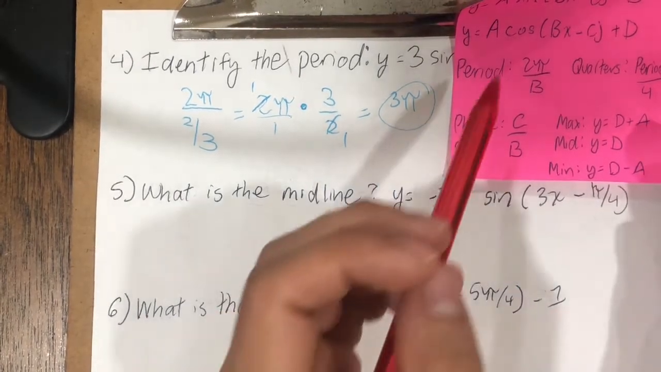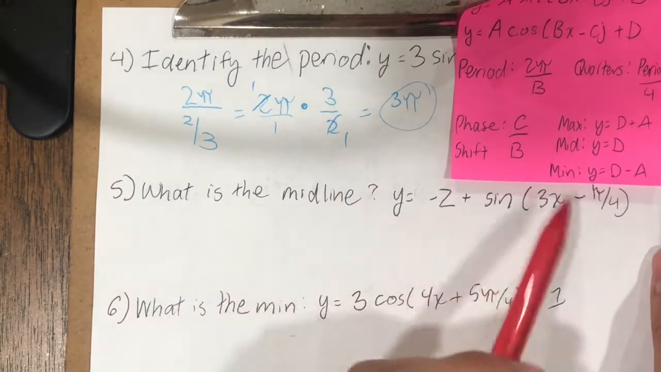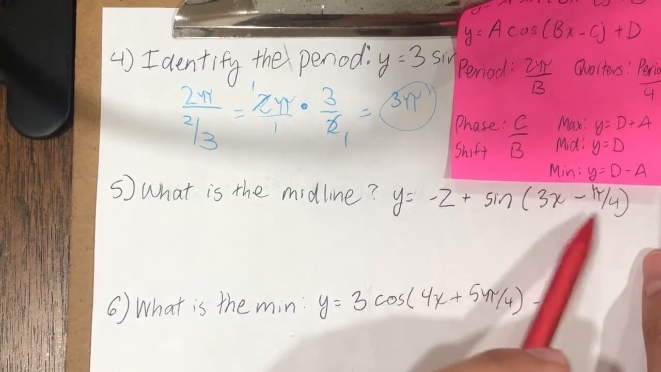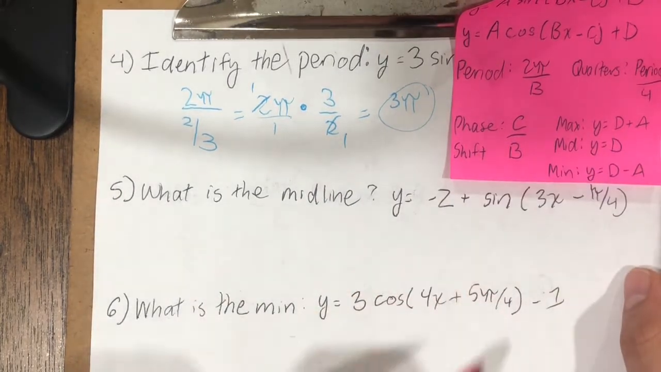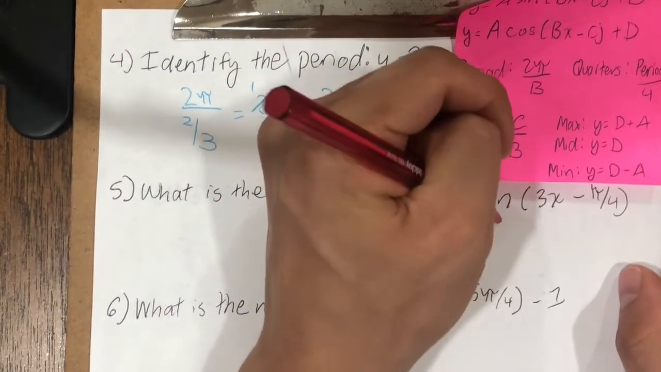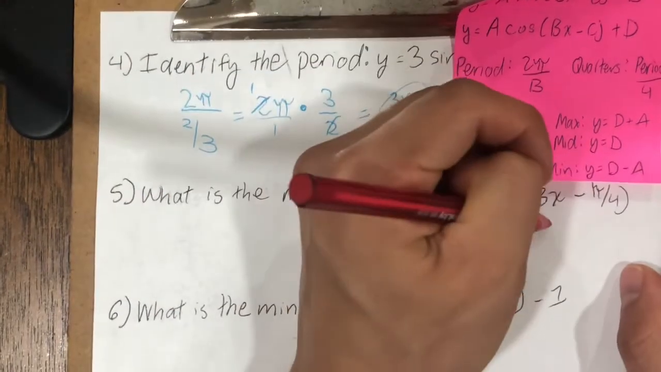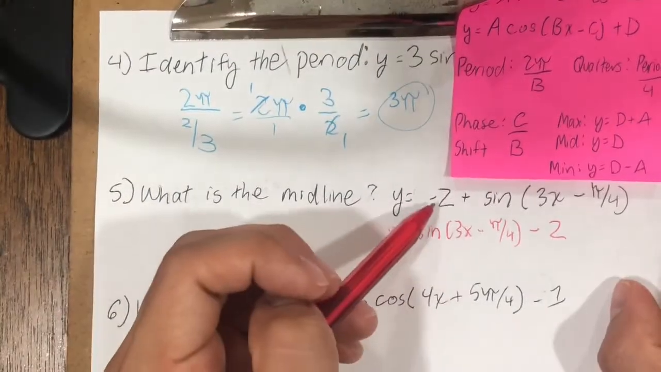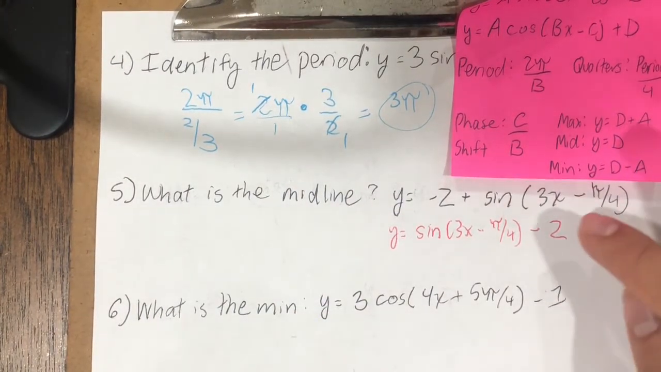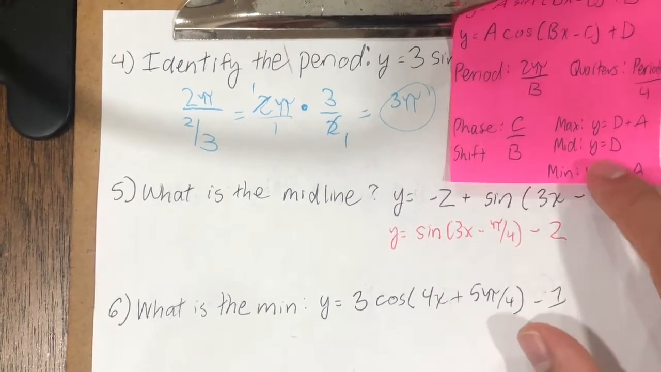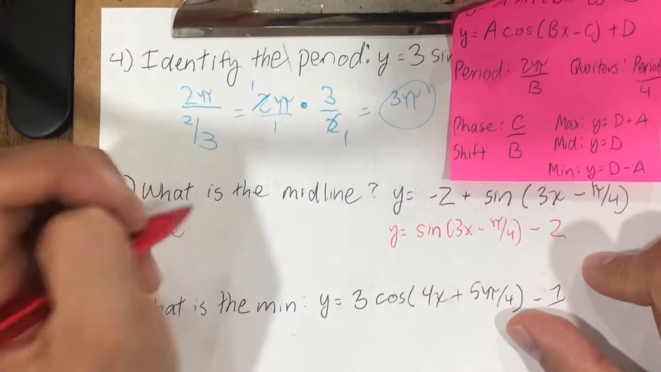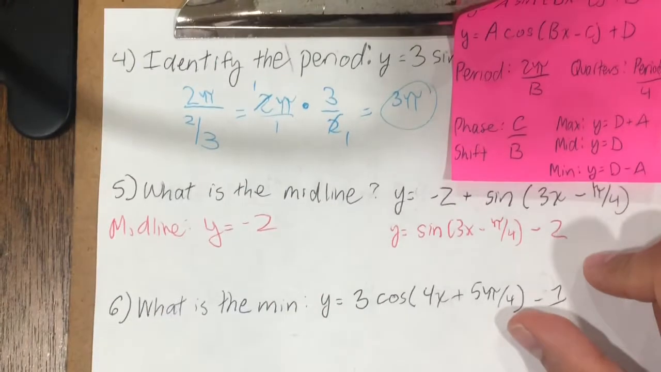And to figure that out, we need to have it in this format where we have the sine of a specific function first, and then we have the number. So over here, I'm going to rewrite it as sine of 3x minus pi over 4 minus 2, all right? All I did was bring the 2 all the way to the back. So now I'll be able to figure out the value that's in the same spot as D for the midline, and we see that it's negative 2. So for the midline, we have y is equal to negative 2.